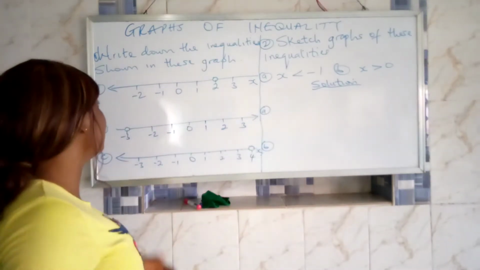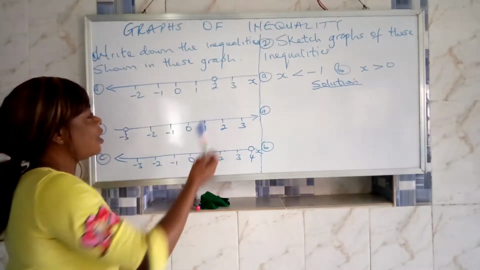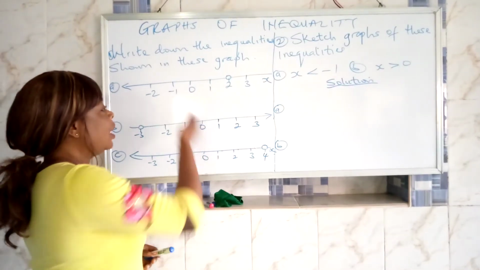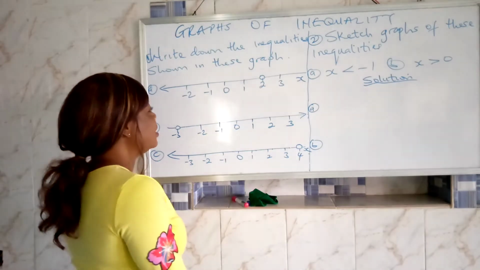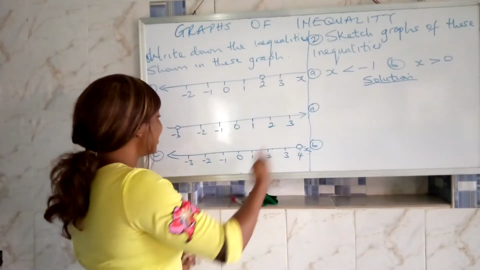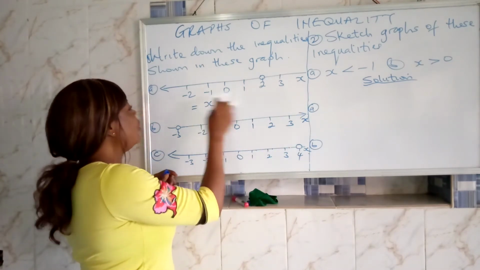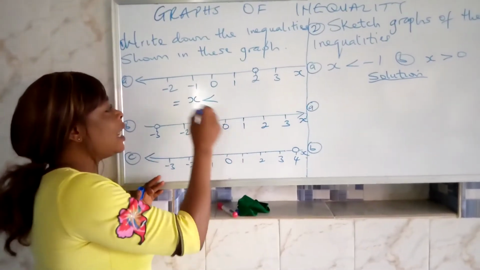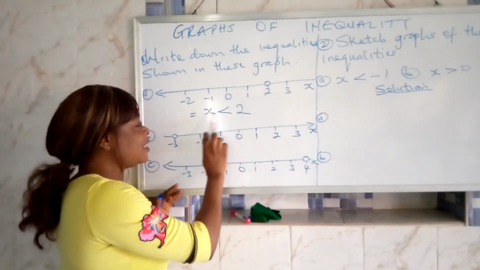Now let's solve this question. We have to write down the inequality shown in this graph. Look at the first graph. For me to do this, it's very simple. If you look at this line, it's a horizontal line. That means my horizontal line represents my x-axis, that's why I'm using the letter x for all of this. I'll pick the x and look at the symbol on my arrow. This one is less than. Then I go to the line to check where I have my circle, which is 2. That means this graph is x is less than 2.